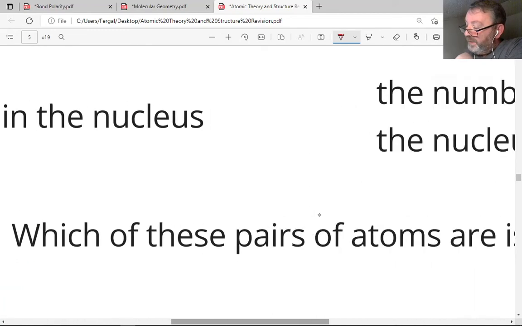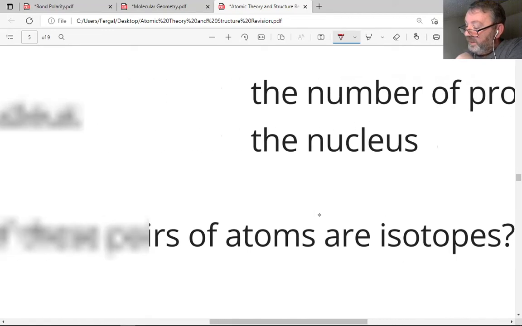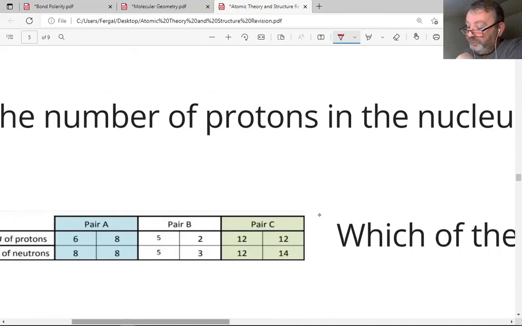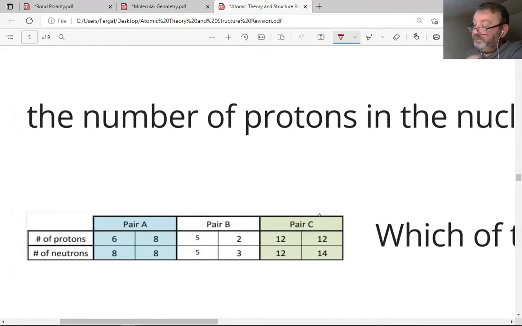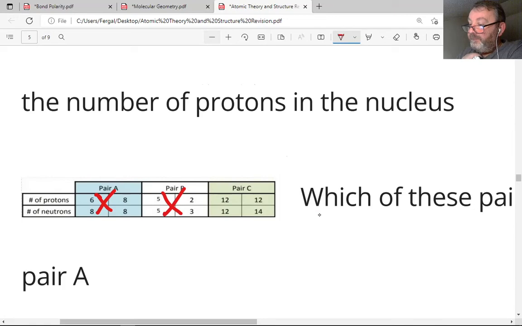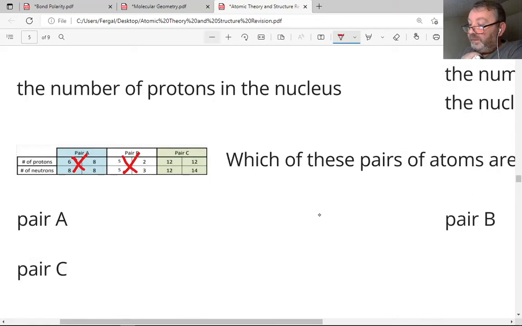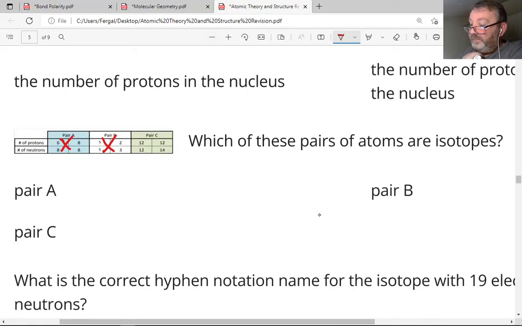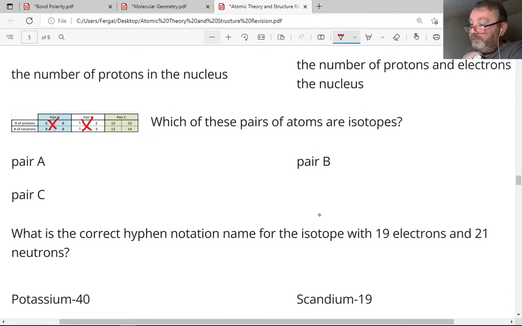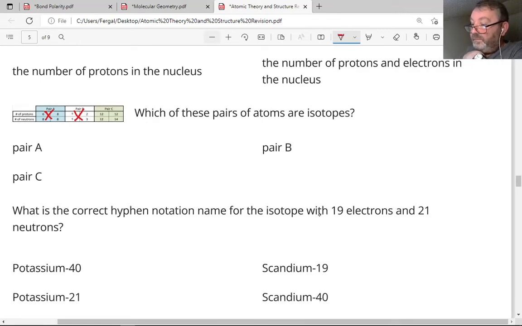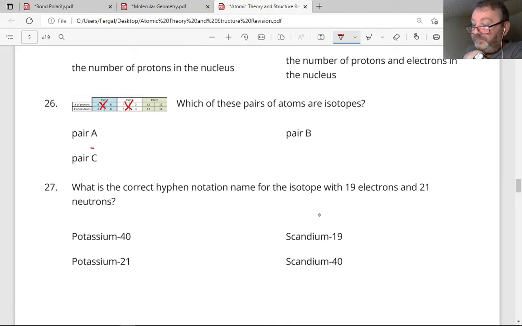So say, which pair of these atoms are isotopes? Which pair are isotopes? Well, the protons have to be the same, so they're not isotopes. No. No. And yeah, that's it. So pair C. That's it, pair C. Yeah, this one, pair C.